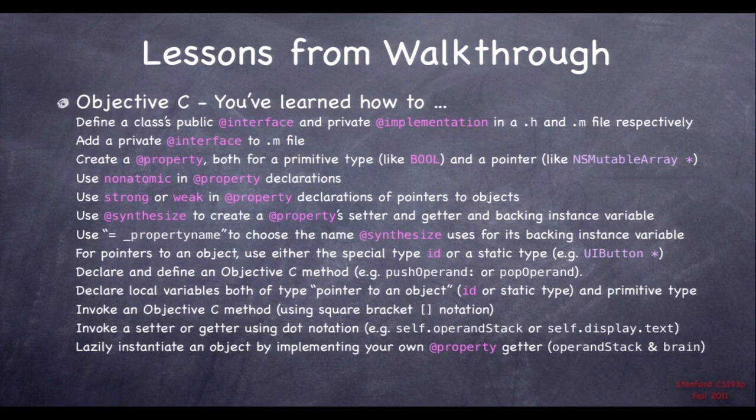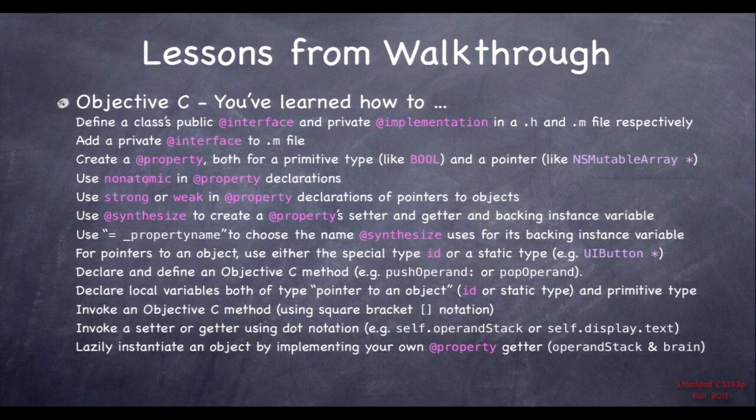You learned how to create properties in general, right? Both properties for primitive types, like user is in the middle of entering a number, which was a bool, and also properties that are pointers. Pointers to an object like the operand stack, that was an NSMutableArray star, a pointer to an NSMutableArray instance. You learned that you're supposed to put nonatomic in all your property declarations. You learned where strong and weak go. I'll cover strong and weak again today just because it's such an important concept, but you learned that properties that are pointers need to have strong or weak specified in them.